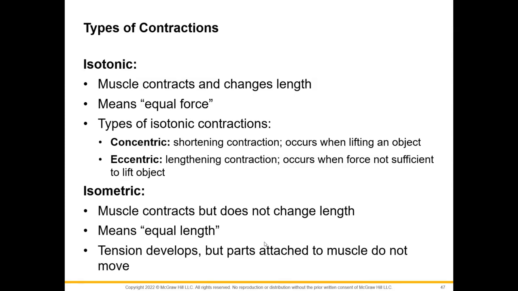Okay, isometric is muscle contracting but does not change its actual length. So isometric means equal length. So there's tension, but parts that are attached to the muscle do not move. So this is like you pushing against something that doesn't move. Your muscles are definitely contracting, you're pushing, but that object is not moving, maybe because it's too heavy. So whenever you're doing any kind of action that actually moves a part of your body or moves something, then that is isotonic.